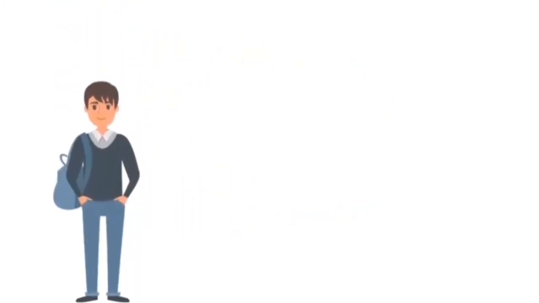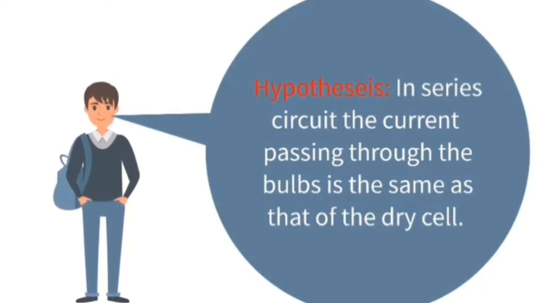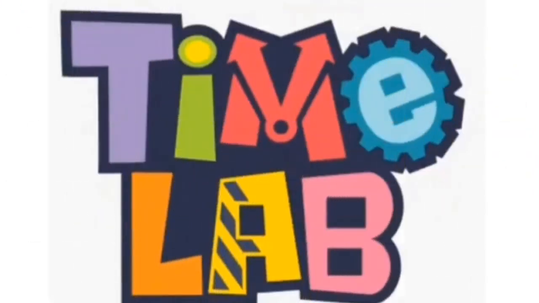One of your friends gives a hypothesis telling that the current passing through the bulbs is the same as that of the dry cell. So let's go now to the lab and make an experiment to verify if this hypothesis is true or not.